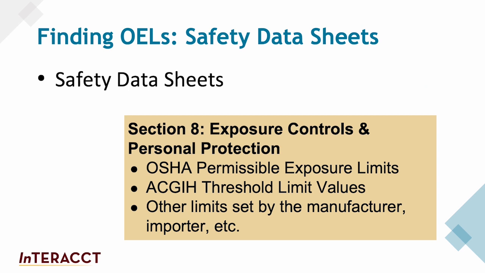Safety data sheets will typically include all the relevant OELs in Section 8 about exposure controls and personal protection. The OSHA Hazard Communication Standard requires this section to include OSHA permissible exposure limits, ACGIH threshold limit values, and any other exposure limit recommended by the chemical manufacturer, importer, or employer preparing the data sheet.